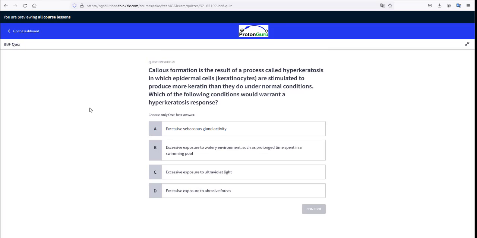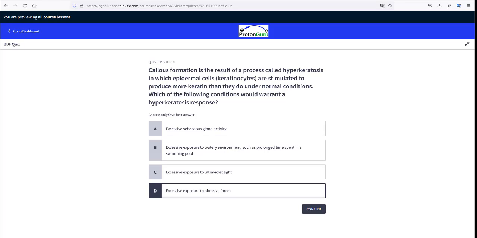Callus formation is a result of a process called hyperkeratosis, in which epidermal cells are stimulated to produce more keratin than they do under normal conditions. Which of the following conditions would warrant a hyperkeratosis response? We can almost answer this based on common sense: excessive abrasive force would cause the hyperkeratosis. Intact epidermis is resilient against normal amounts of abrasion, but when exposed to an excess of abrasive force, separation of the epidermis from the dermis can occur.